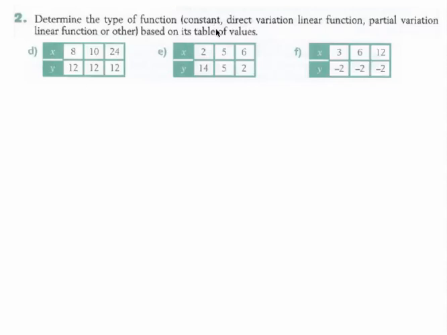Okay, this is part 2 continued. We're trying to figure out whether we have a constant function, a direct variation function, or a partial variation function, or other. Okay. All right, so what I'm doing is I'm looking at the rate of changes.